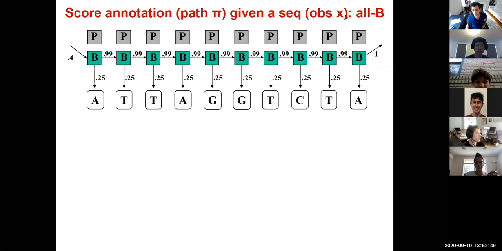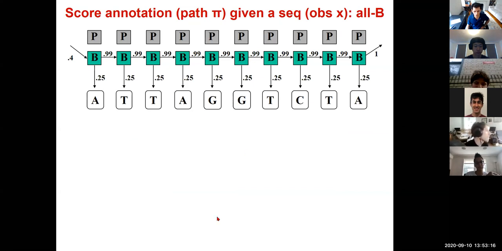So remember my promoter model and my background model. Here, if it was a promoter region, I would expect to see many G's and C's. If it's a background region, I expect to see roughly a quarter of the letters being C's and G's, and three quarters of the letters being A's and T's, okay? So what do you think is more likely here, promoter or background?